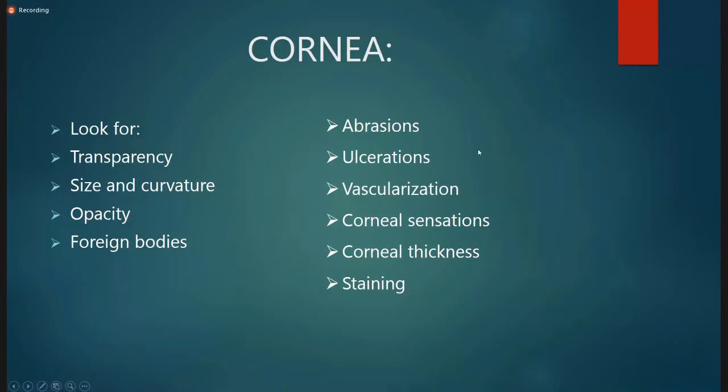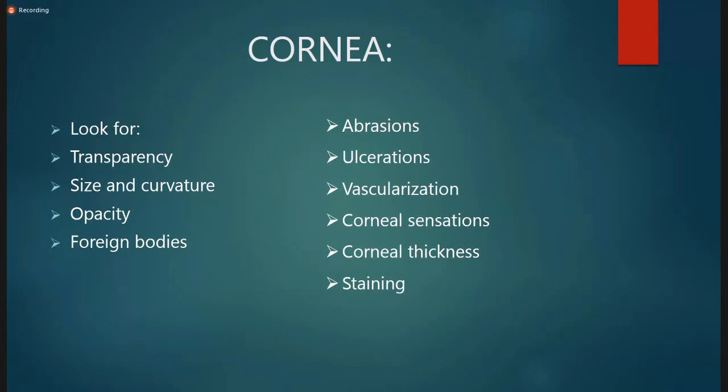You should remember the ulcer, traumatic ulcer, or any other ulcer. The most common cause of corneal ulcer is soft contact lenses. In the cornea, you have to look for transparency. Is it transparent or not? You should note the size of the cornea and its curvature. What is the size of the normal cornea? It is 10 to 12 millimeters in diameter.